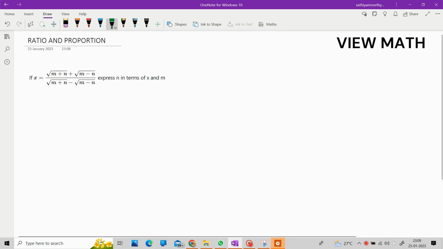Next problem: if x is equal to (square root of (m + n) + square root of (m - n))/(square root of (m + n) - square root of (m - n)), express n in terms of x and m. So what they're asking us to find is the n value in terms of x and m. So let me do this problem. I'm going to use the properties of proportion. Again, here it is x/1.